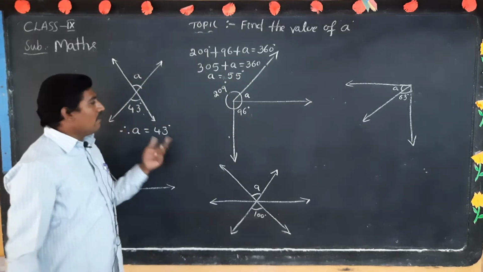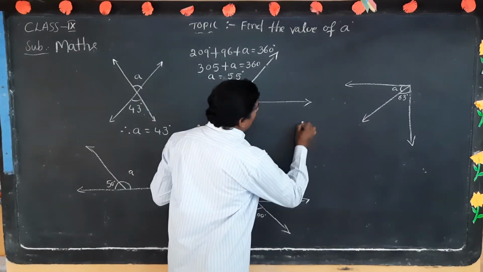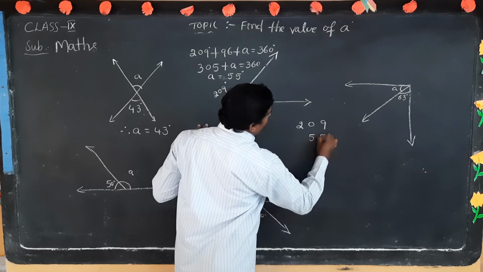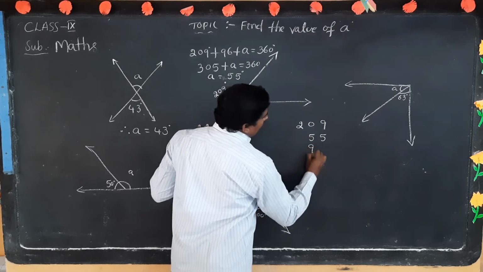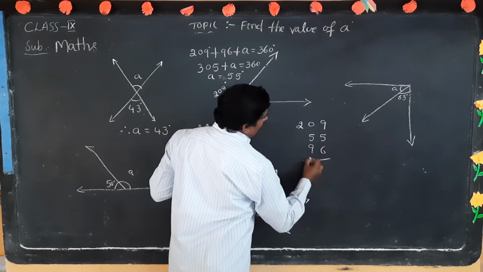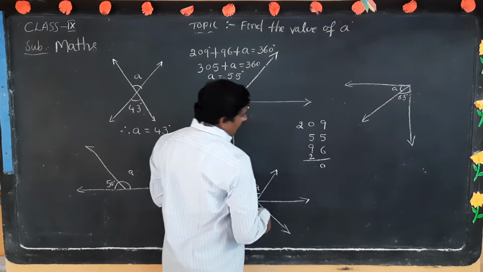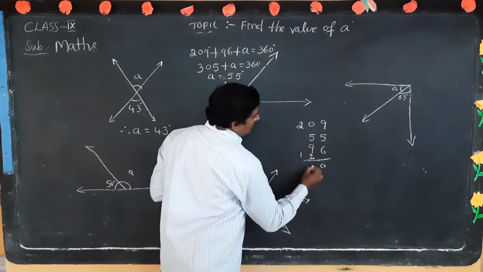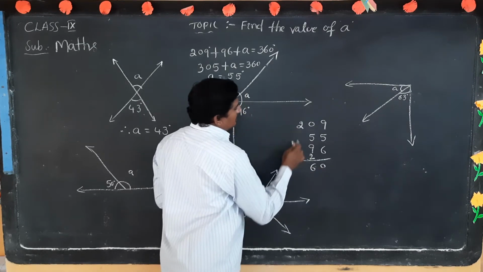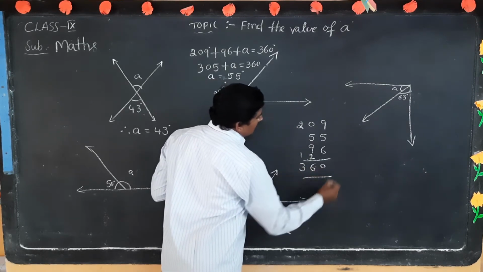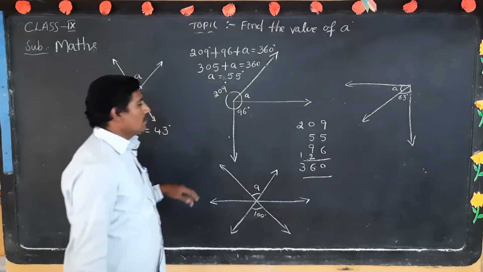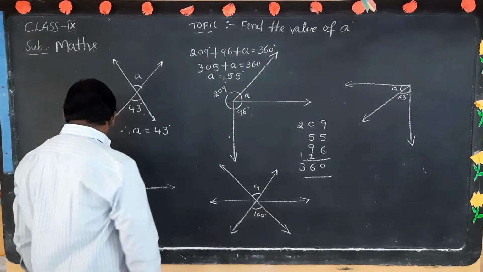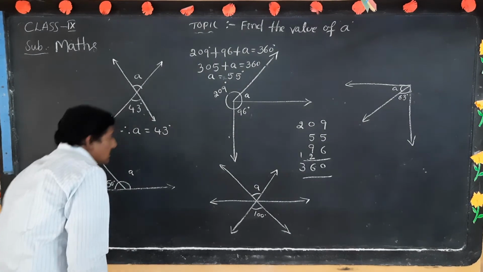A is equal to 360 minus 305, which is 55 degrees. If you want to check, add here 209, 55 and 96, and we get 360. Total 360 degrees. Complete angle means total 360 degrees.